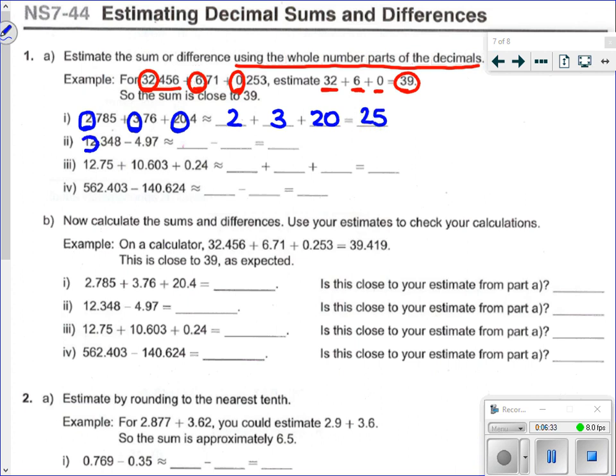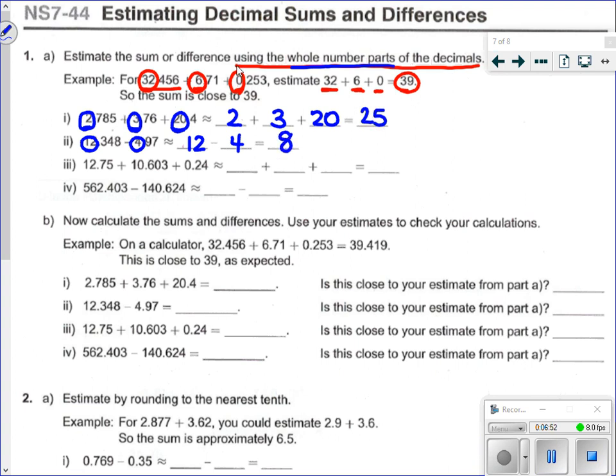The whole number part is 12. Don't worry about what comes after it. We're not doing rounding to the nearest whole number or rounding to the nearest tenth. We're just taking the whole number parts. And in this case, we're subtracting 4 is the whole number part there. So our estimate is about 8.